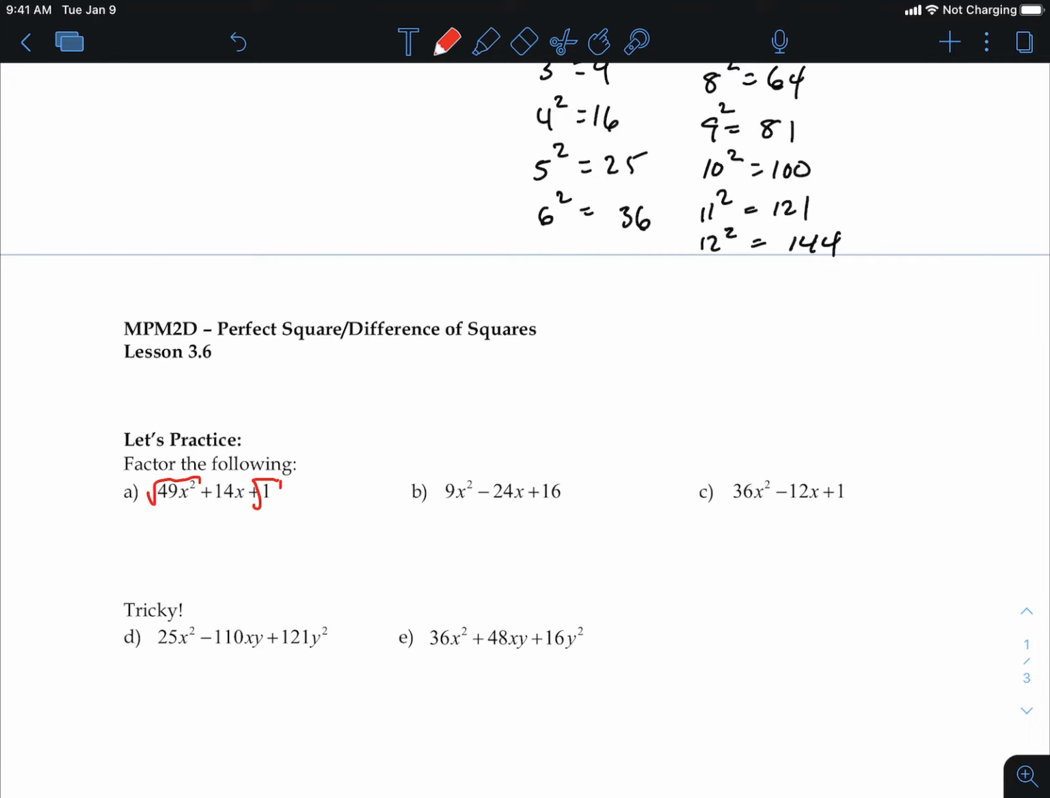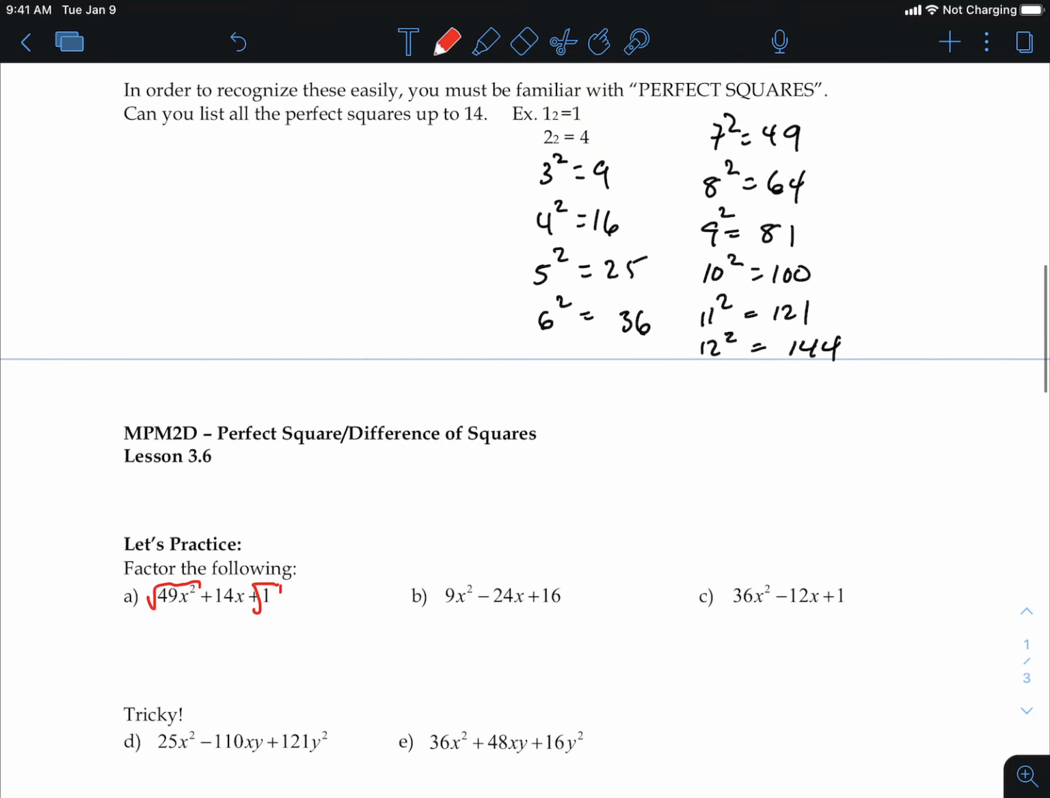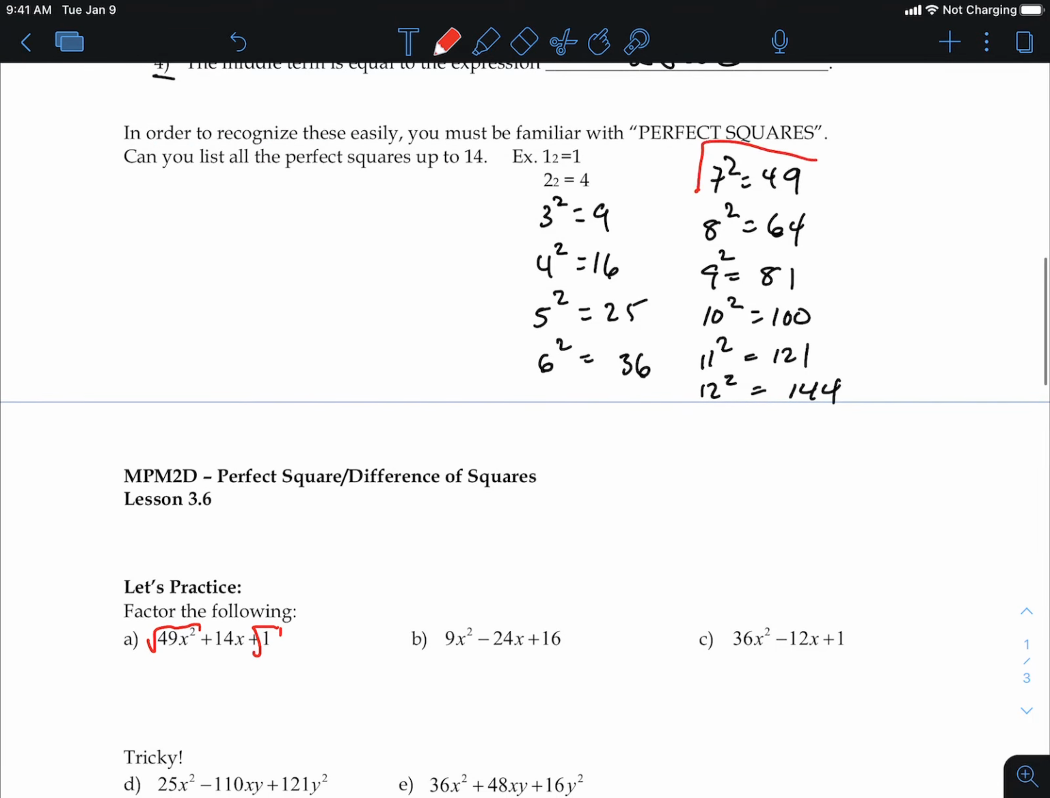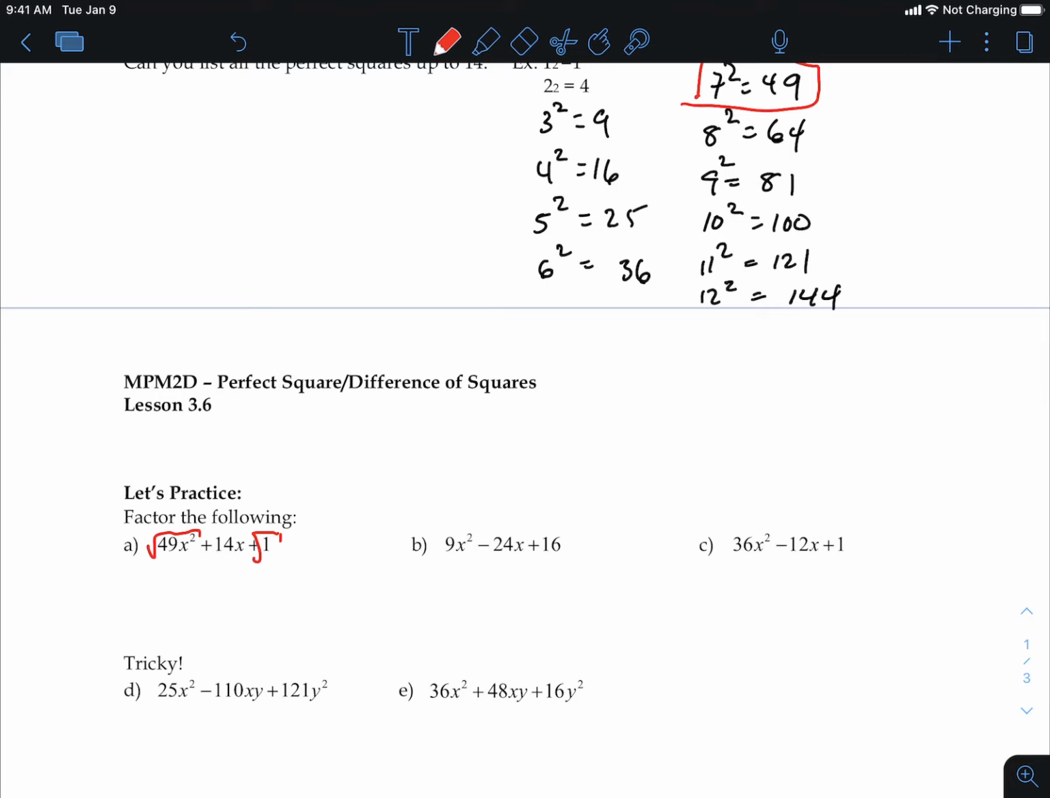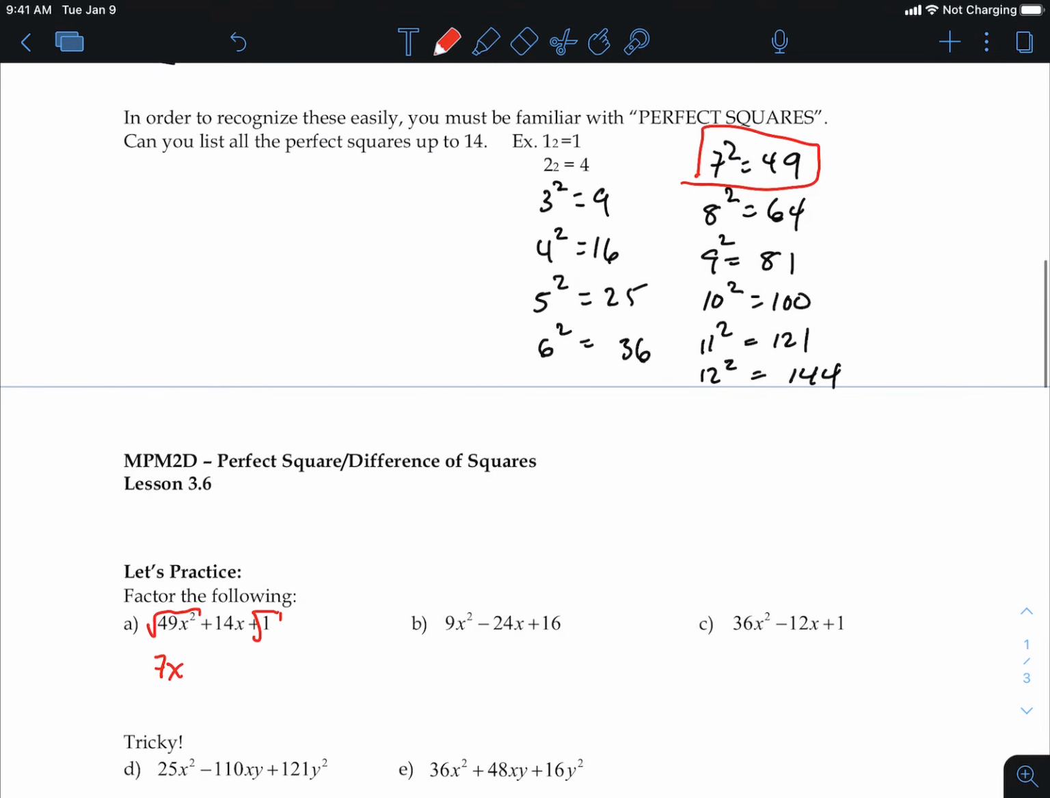So the square root of 49, we wrote in the list up here, where's 49? It's 7 squared. The square root of x squared is just x, so we get 7x. The square root of 1 is 1. The other kicker here is you get to take the sign from B and it comes here. That's just one bracket though, right?